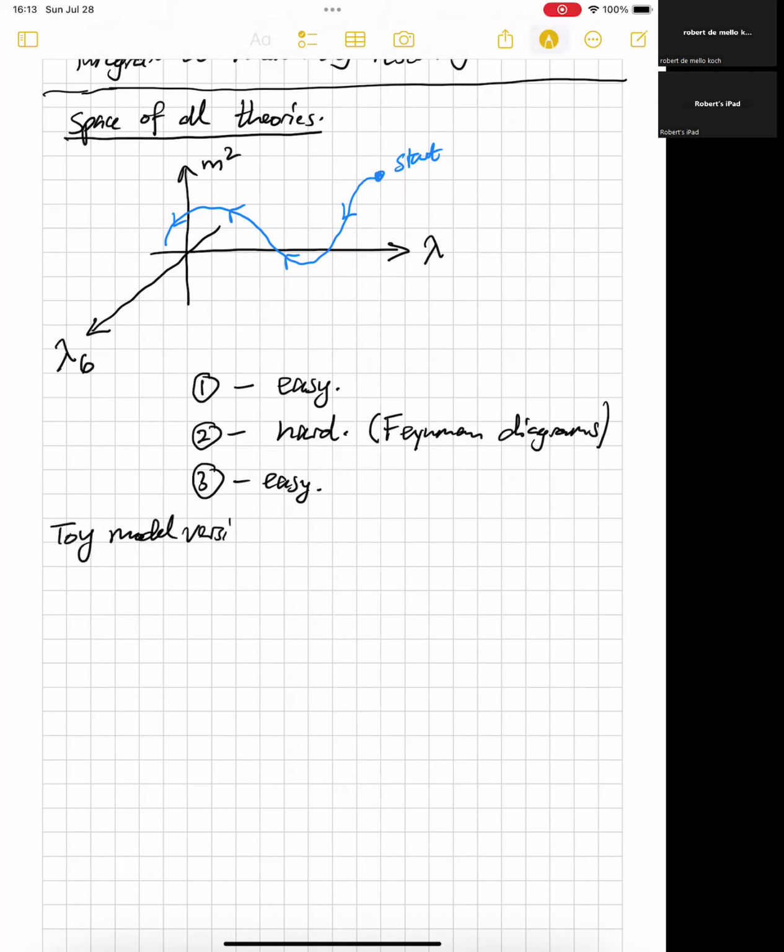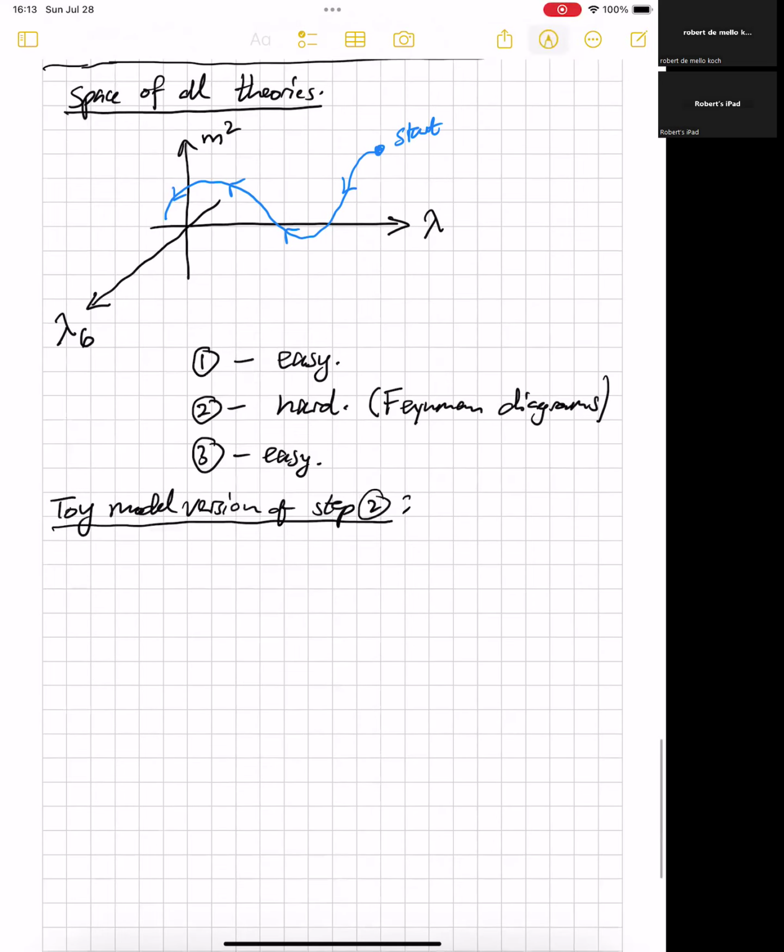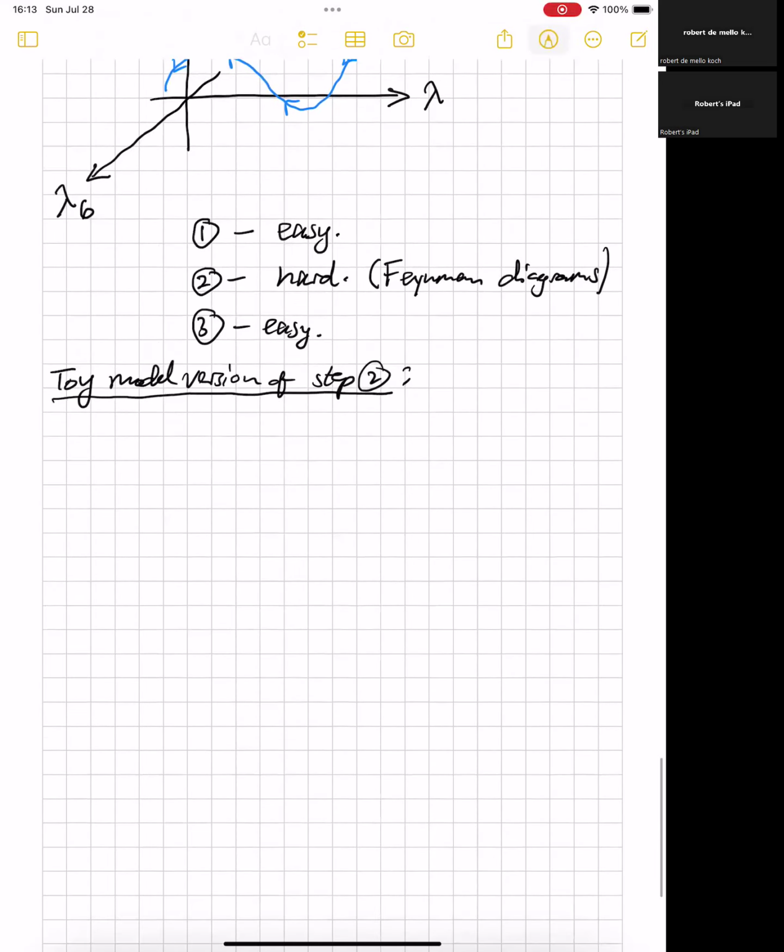version of step 2. Now, if you guys remember, when we were introducing Feynman diagrams, we started off with a toy model, and that consisted of going to 0 dimensions. I'm going to use exactly the same kind of strategy here. In 0 dimensions, I'm going to have one field that I'm going to call the low energy mode, and one field that I'm going to call the high energy mode. But it's a purely zero-dimensional theory.